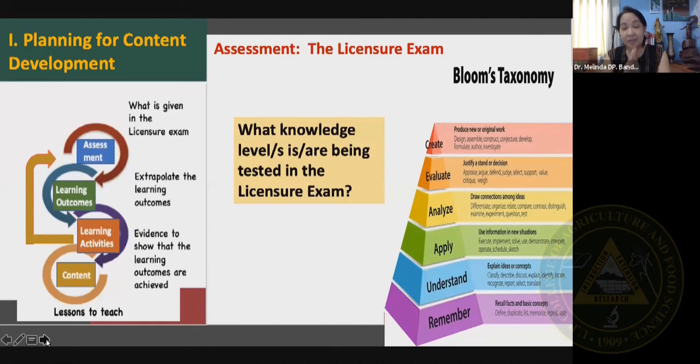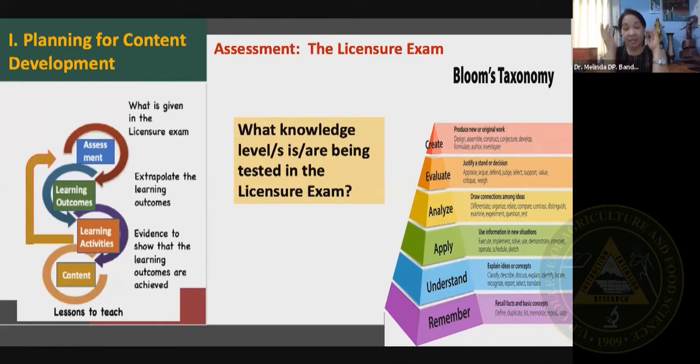So the usual guide that we have in determining the knowledge level would be the Bloom's taxonomy, and it is shown here to provide us with some guide. When we say remembering, ito yung recall facts and basic concepts; understand, explain ideas or concepts; apply, use information in new situations; analyze, draw connections among ideas; evaluate, justify a stand or decision; and create, produce new or original work.